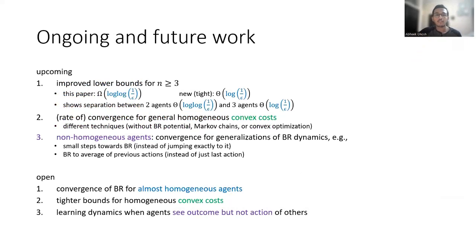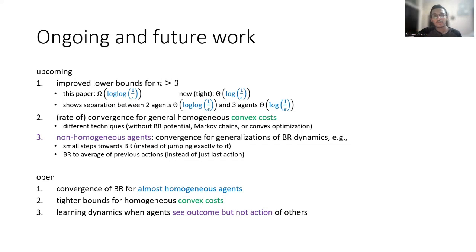Some ongoing and future work. We have some upcoming results on this line of work. We have improved lower bounds for 3 or more agents. In particular, we have a new tight lower bound which has a dependency of log(1/epsilon). Further, this result shows that between 2 agents and 3 agents, there is a separation, because we have a different dependency on epsilon for 2 agents, while for 3 or more agents, we have a log(1/epsilon) dependency.